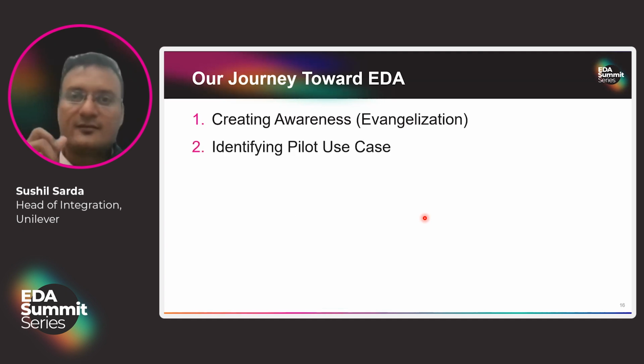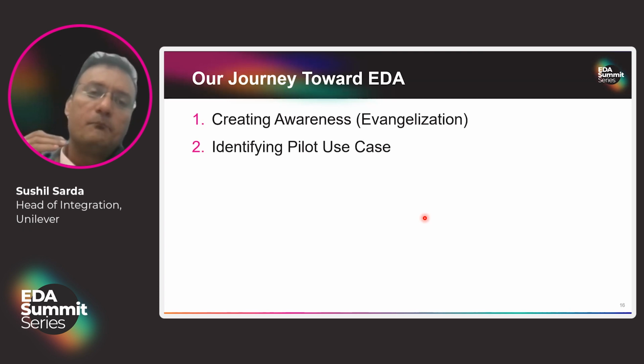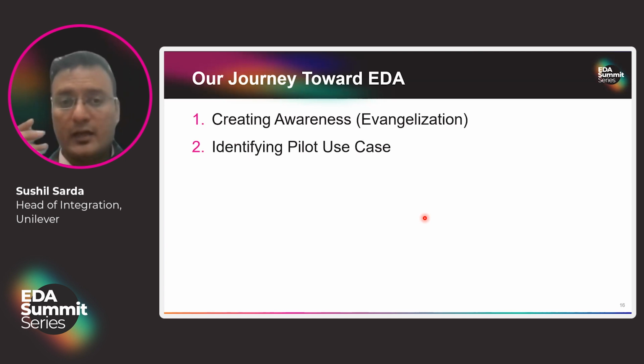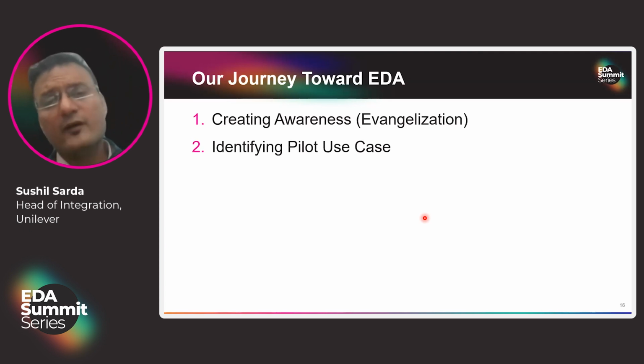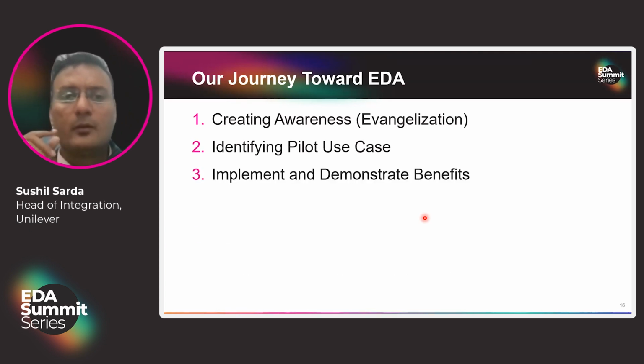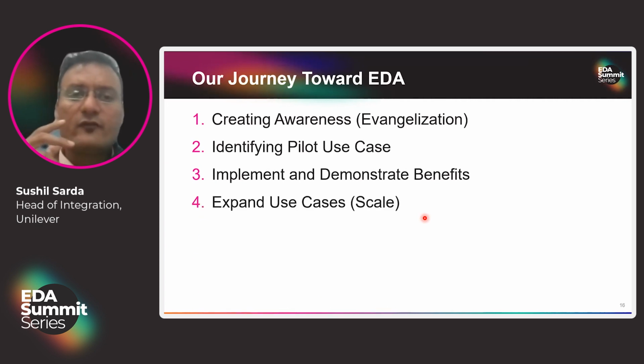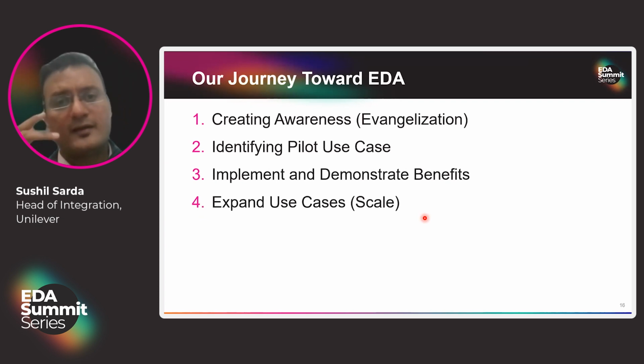But trust me, this takes time because event-driven architecture is a new concept. People do not get convinced easily. They will have their own apprehension. So it may take time before you identify a sponsor or a pilot use case, let's say. But once you identify that, ensure that you implement it and demonstrate the benefits. Once you do that, I'm sure you will identify more use cases, you will scale up. And this is what we did as well. These four steps, this is what we had followed.